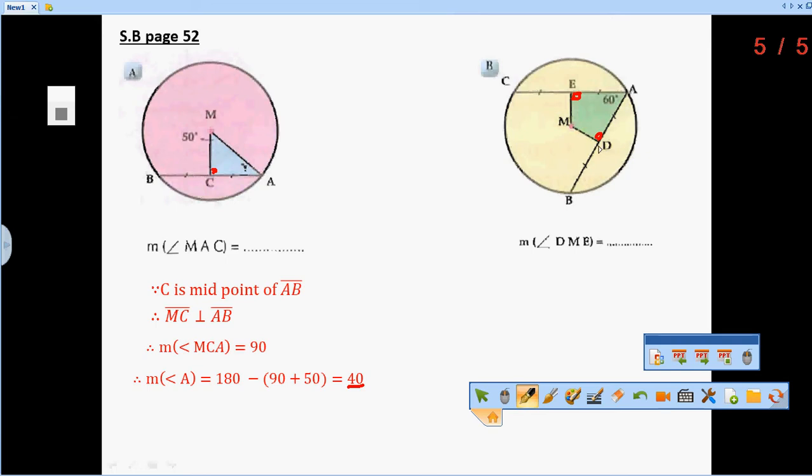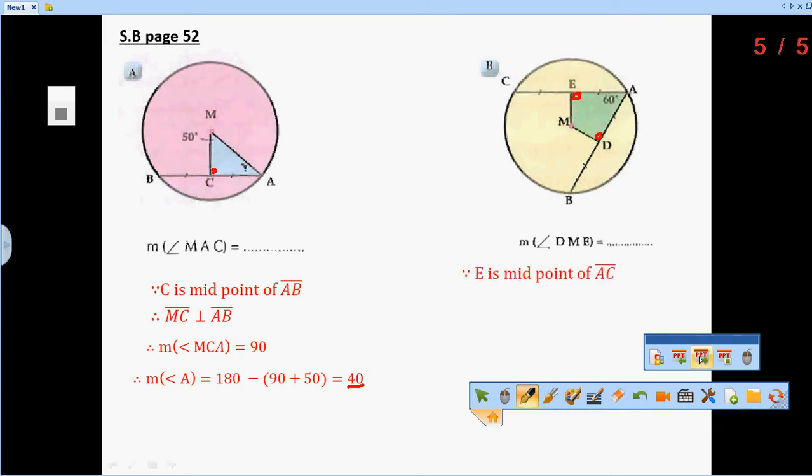Then it's easy to find the measure of the fourth angle in this figure, meaning the measure of angle EMD, or DME. We know that the sum of the measures of the interior angles of a quadrilateral, the polygon which contains four sides, is 360. So the measure of angle DME is equal to 360 minus (90 plus 90 plus 60). It will be 120 degrees. Let us see the proof.